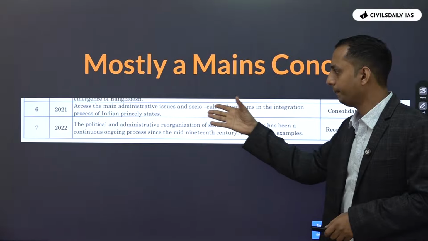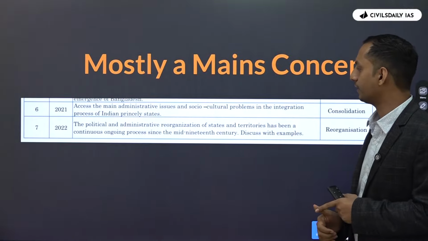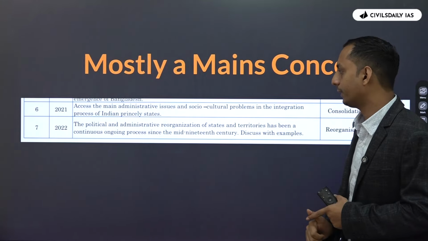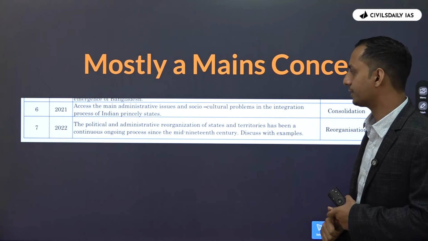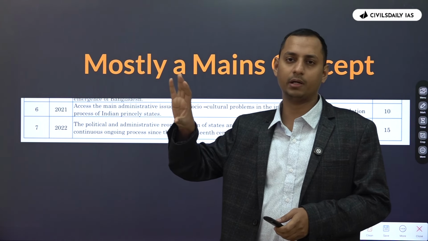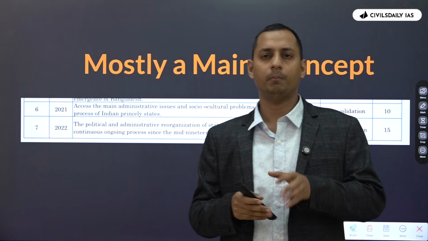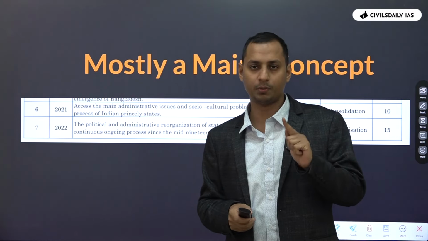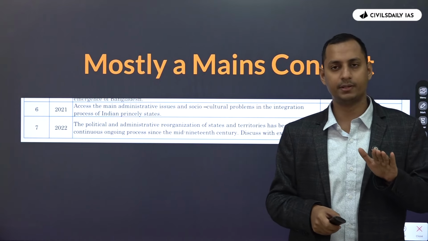So mostly in the post-Indian consolidation in GS1, we find these types of questions. As you can see here, assess the main administrative issues and cultural programs in the integration of Indian princely states. The political and administrative reorganization of the states and territories has been an ongoing, continuous process. So mostly the questions are taken from the mains from this area. But still, in my opinion, since UPSC has already asked one question in 2025, let's not take any risk here.